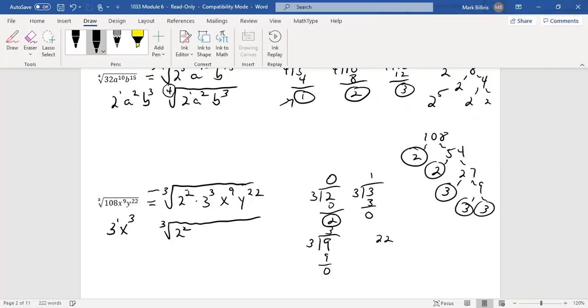The exponent is 22. My index is 3. 3 goes into 22 7 times with a remainder of 1. So I can take out 7 factors of y with 1 remaining underneath. So now on the outside, I have 3, x to the third, y to the 7th. Remember, you're going to write in your index, so it's the cube root. We know 2 to the second power, 2 times 2 is 4 times the y.